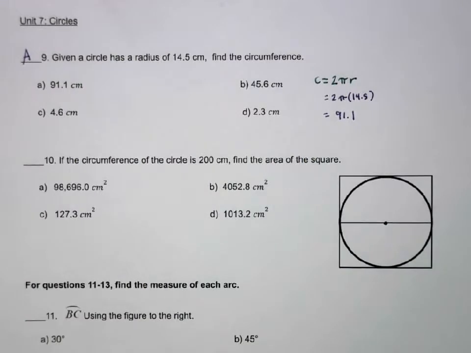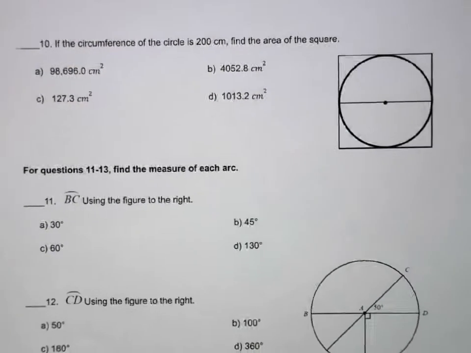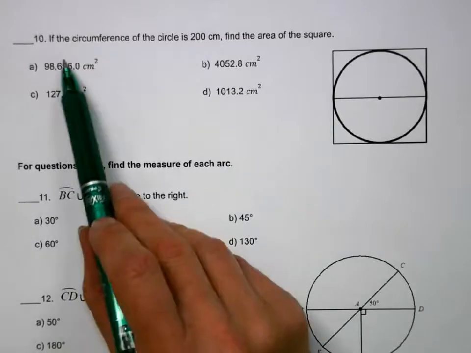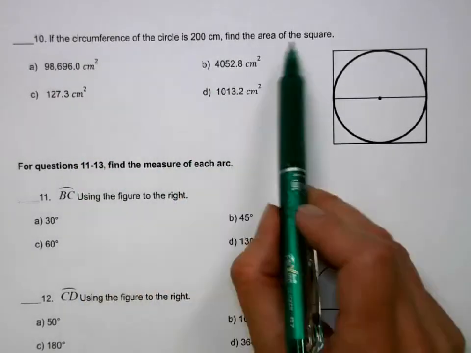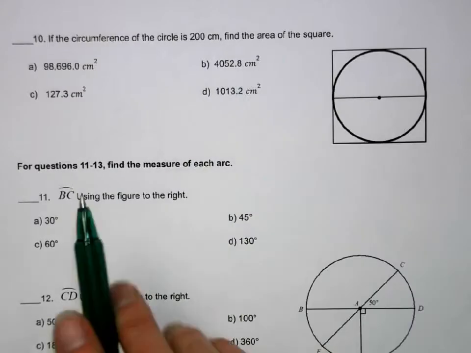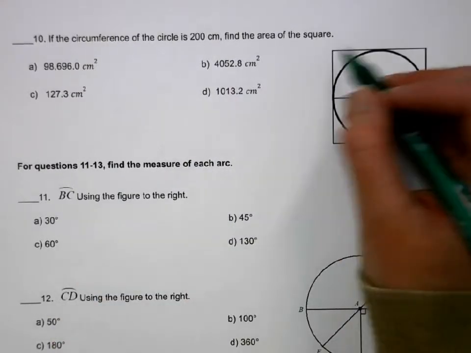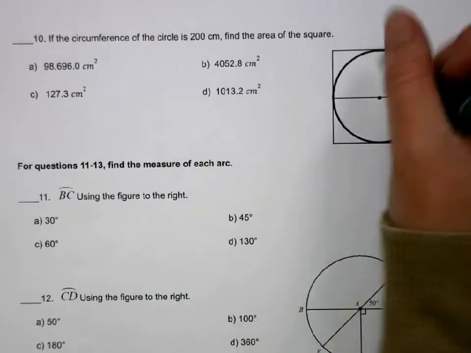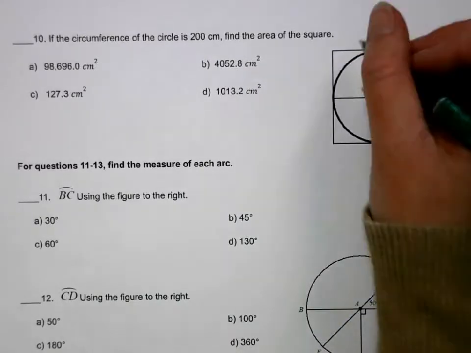For 10, we're dealing with the circumference and something with a square. That's all right. If the circumference of the circle is 200, find the area of the square. Well, the area of the square is going to be the base times the height, but that base and the height are going to be the same as the diameter. So what I need to do is find the diameter.